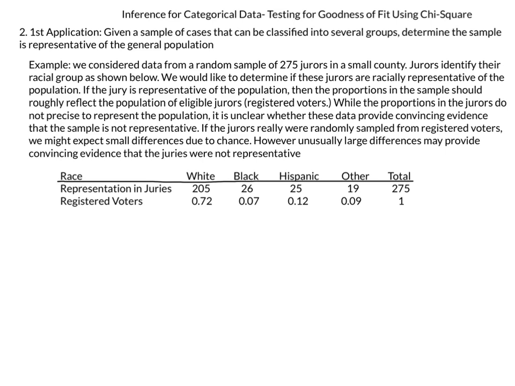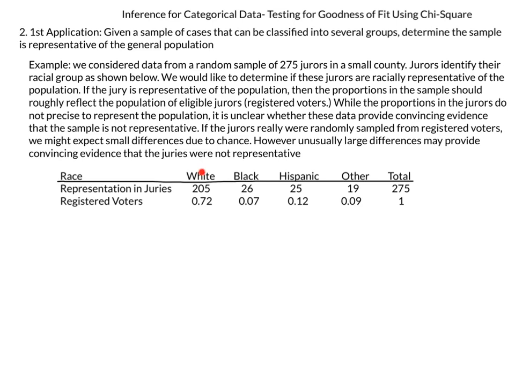If the jury is representative of the population, then the proportions in the sample should roughly reflect the population of eligible jurors, of registered voters. While the proportions of the jurors may not precisely represent the population, it's unclear whether these data provide convincing evidence that the sample is not representative. It might just be sampling error. If the jurors were randomly sampled from registered voters, we might expect small differences due to chance. However, unusually large differences may provide convincing evidence that the juries were not representative.